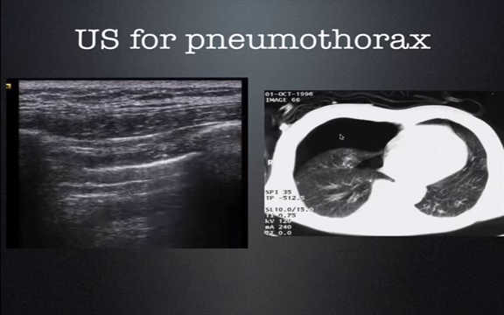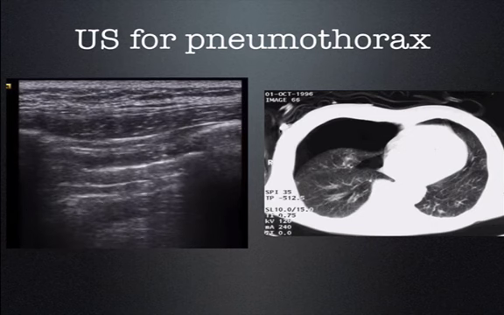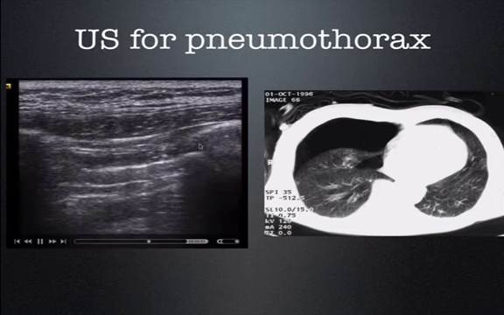As you well know, air is going to go to the least dependent portion of the chest. And here the lung is compressed in the dependent portion of the chest. If you slide the probe around laterally, you'll eventually get to a point where the visceral pleura and the parietal pleura are in contact with one another. And what you'll see is a lung point.